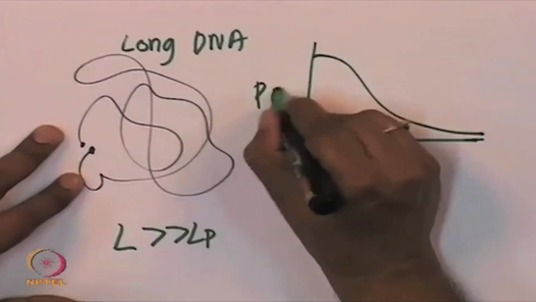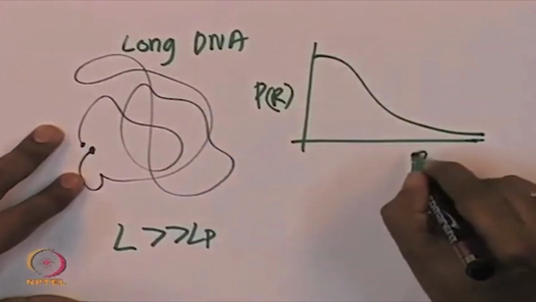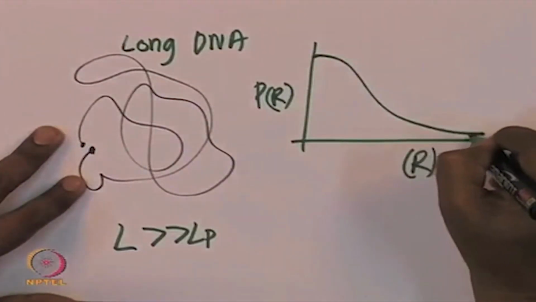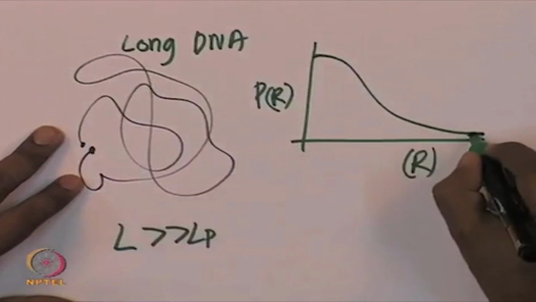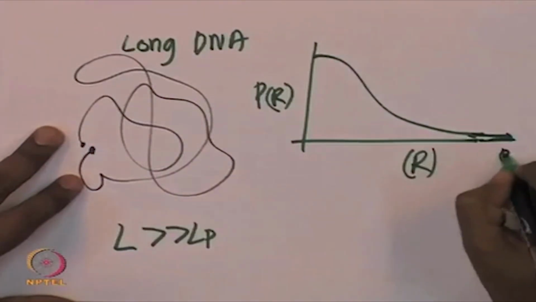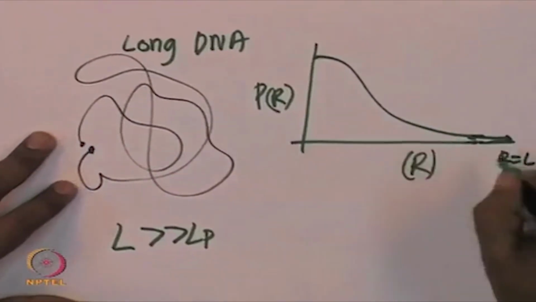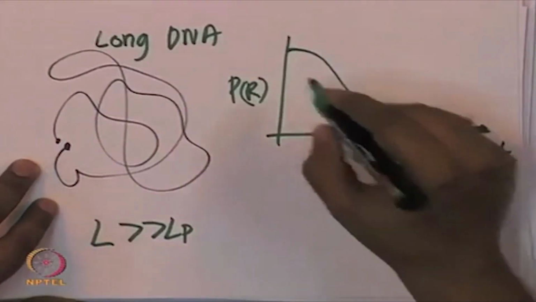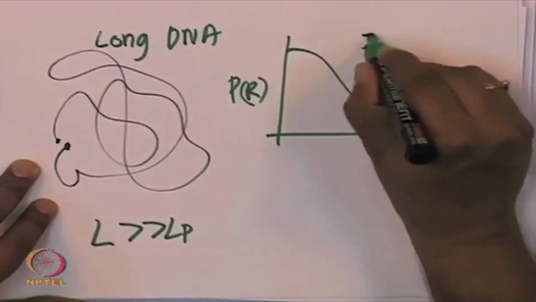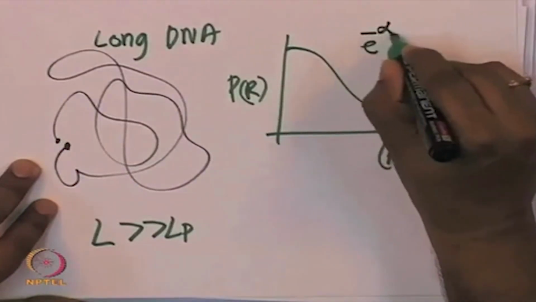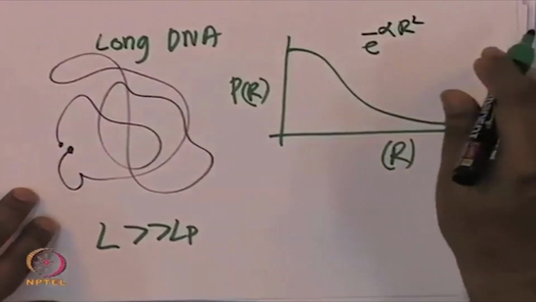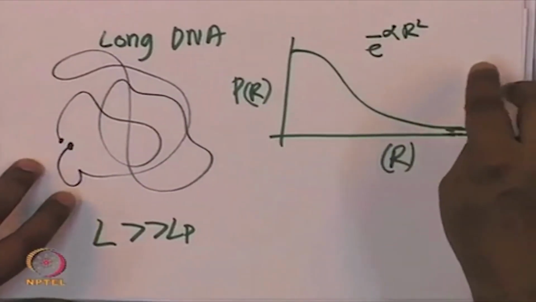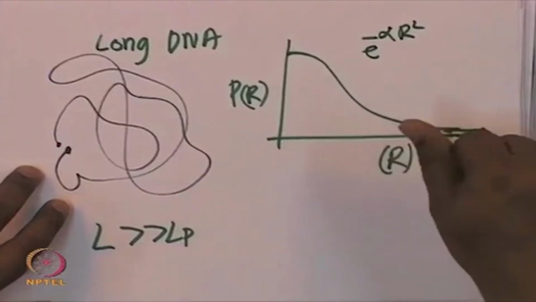This is P of r versus r. The probability that r is 0 is pretty high for a completely straight DNA, and the probability that r is equal to L will be very small. So, for very large r, this will look like a Gaussian function, which will be e to the power minus some constant alpha into r squared. For somewhere of intermediate length, you will get something in the middle.